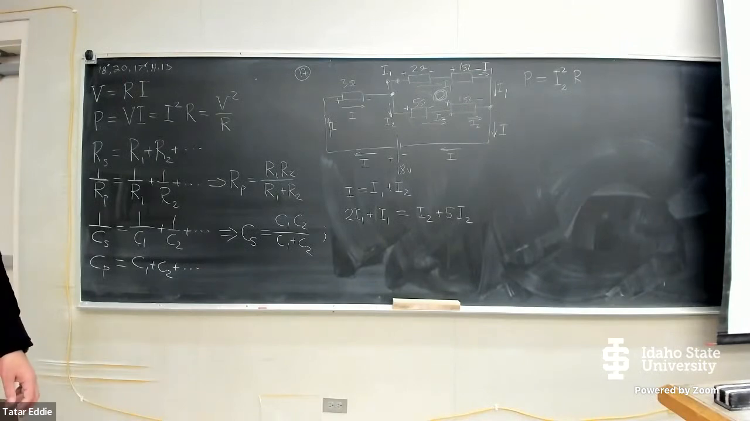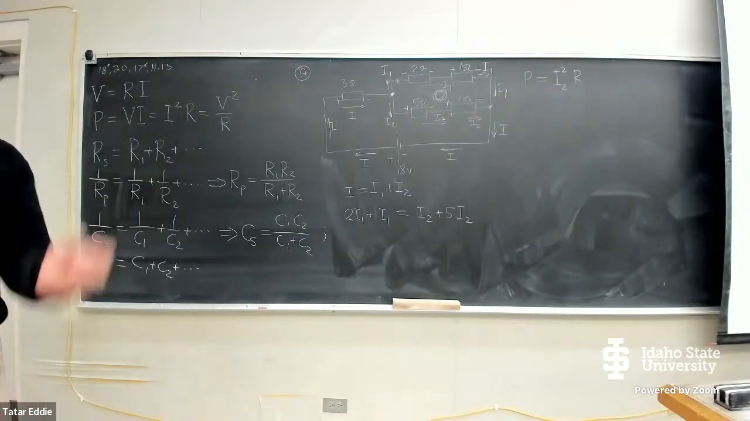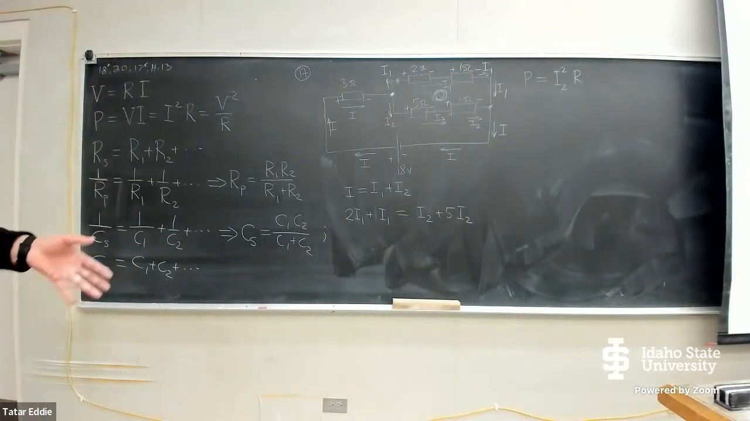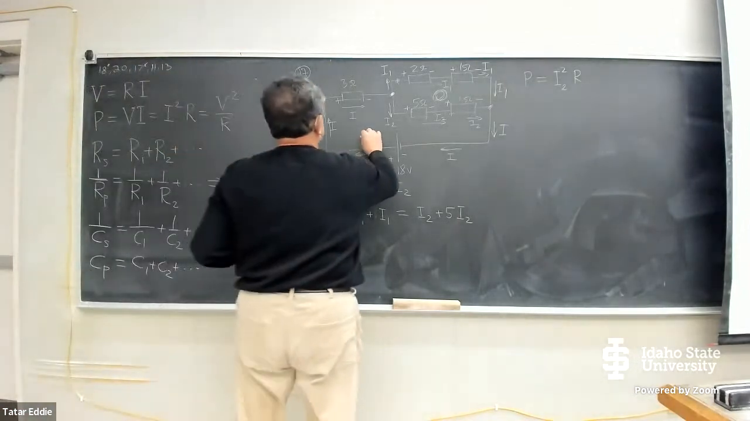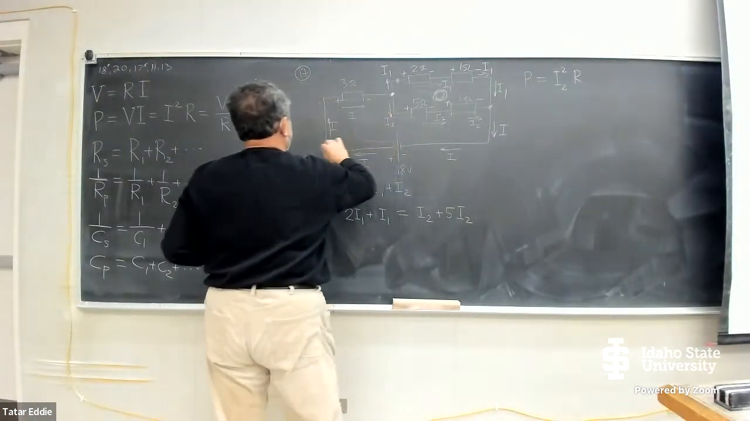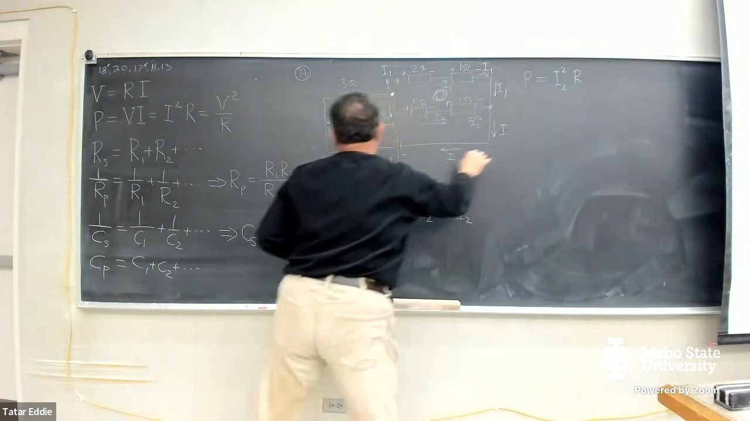I need one more equation, which is going to come by applying the loop rule for another loop. And you have a choice. You can use either this loop or you can use this loop.